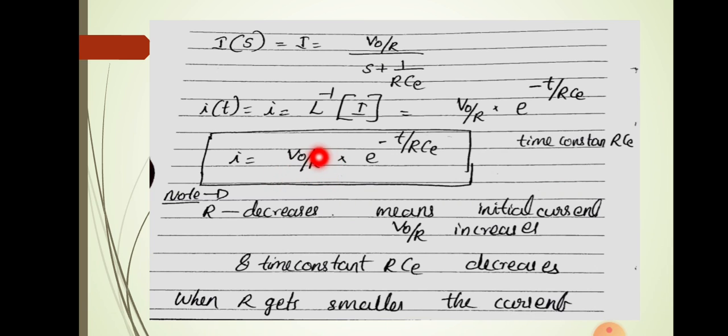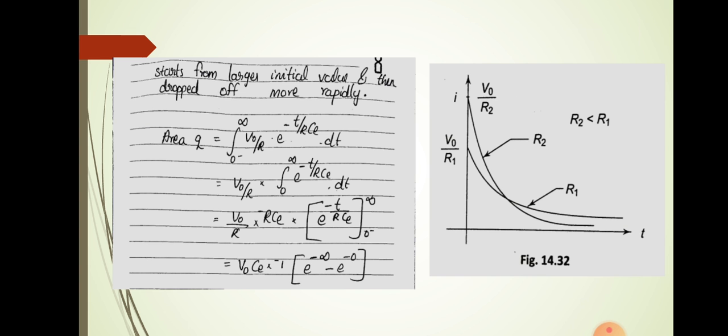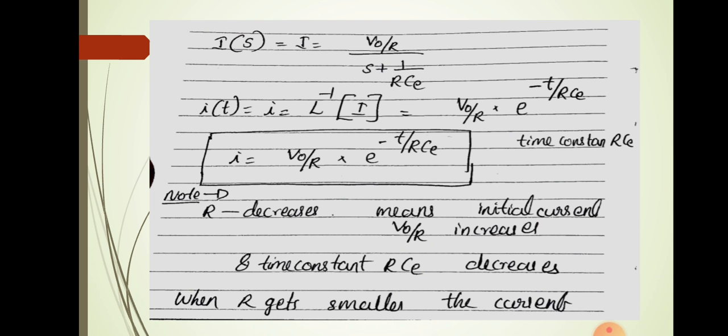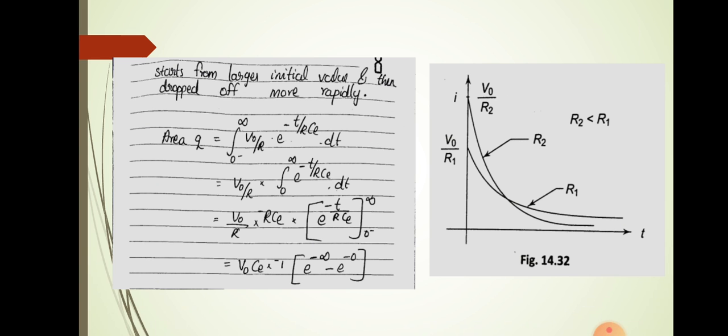But when R2 is a lesser value, then this V0 by R2 will be a higher value. So the curve starts from a higher position, that is, V0 by R2 will be higher compared to V0 by R1. And you know what the nature of this curve is? This is an exponential curve, a negative exponential, so it represents an exponential decay. So when we are plotting I and t, there is an exponential decay of current with respect to time.